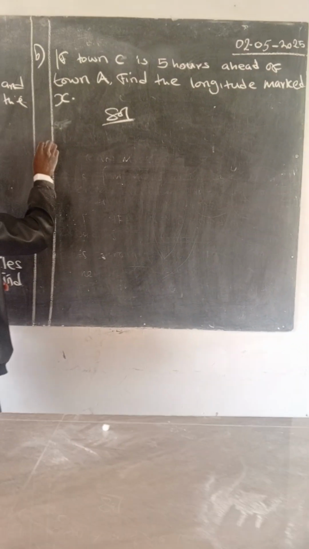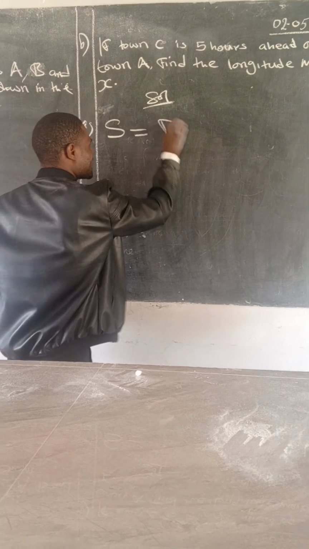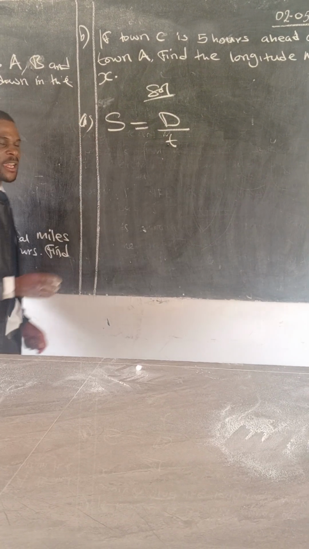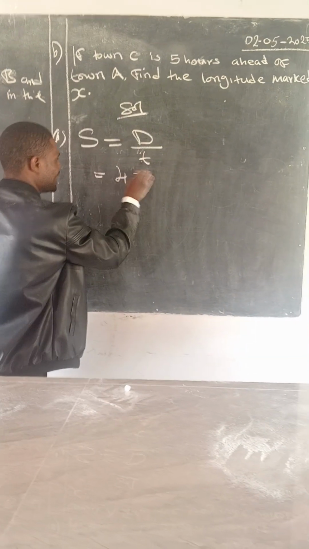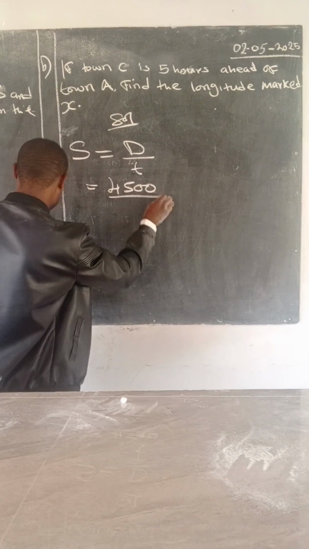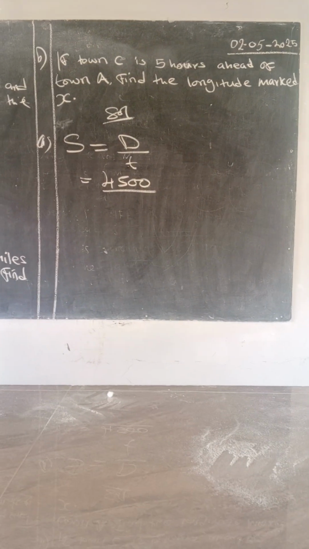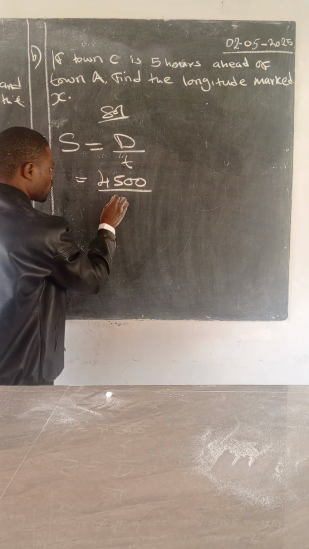So when we are calculating the speed, first we start with the formula. We say speed is equal to the total distance over the total time taken. Now what was the distance? The distance was 4,500 over the time taken from town A to town B. It was 5 hours, which means T is equal to 5.